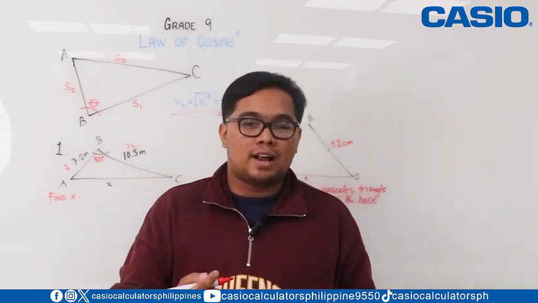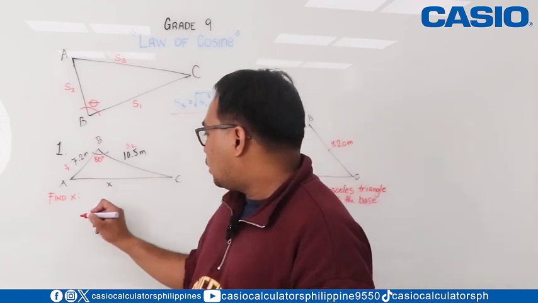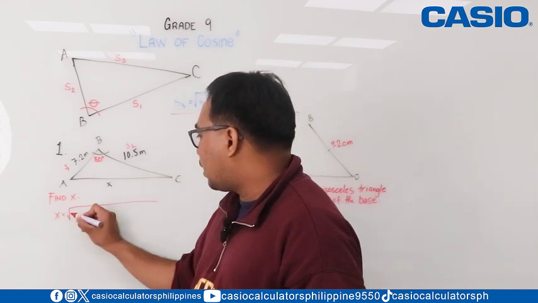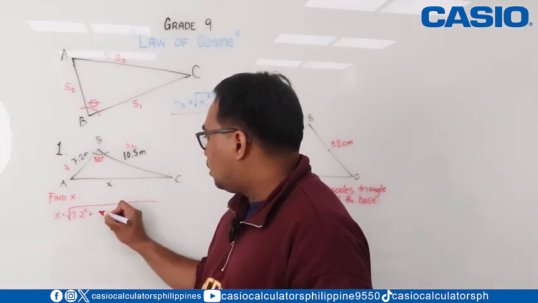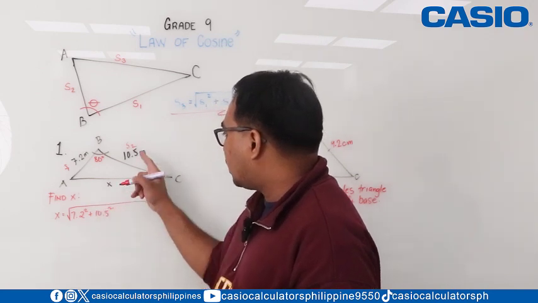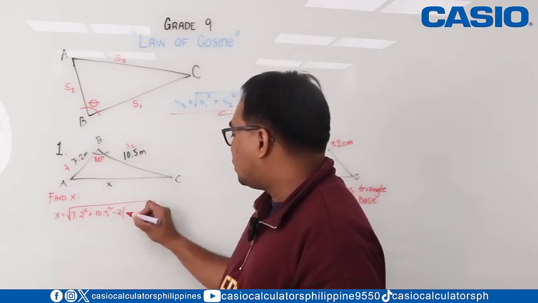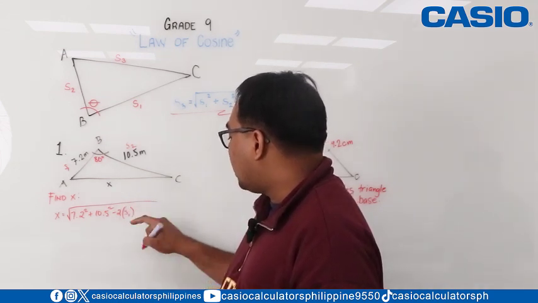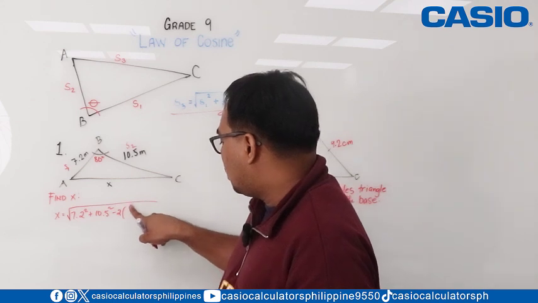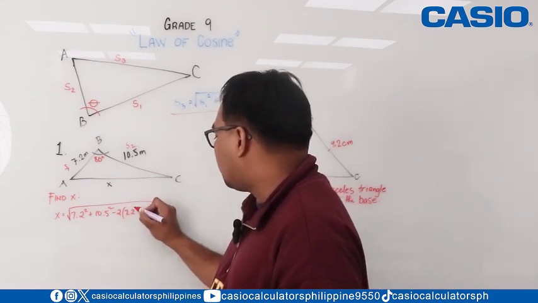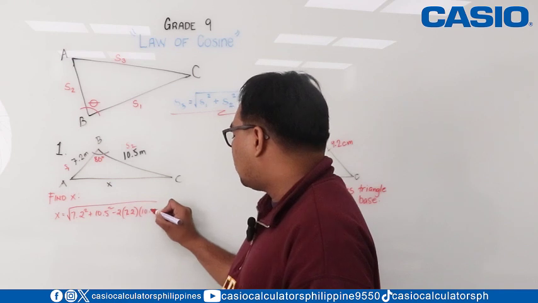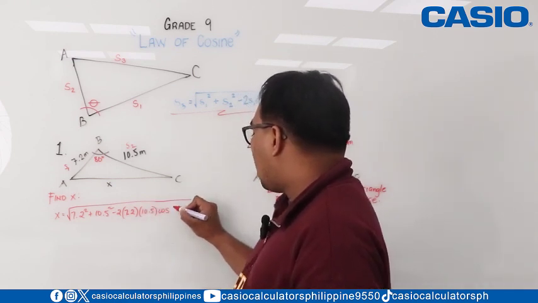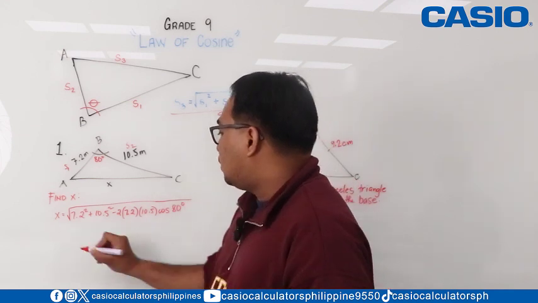Creating our equation, our x value, or the third side, is equal to the square root of the square of the first side plus the square of the second side minus the product of 2 times the first side. Let me put in the values: 7.2, and then 10.5, multiplied by the cosine of our angle, 80 degrees.